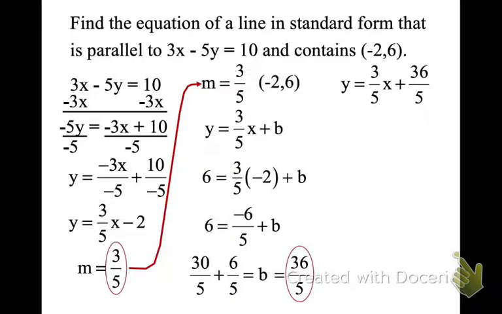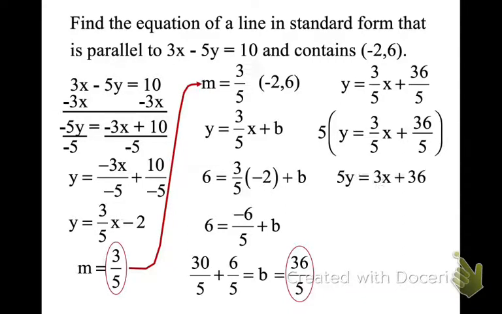So now here's our equation, but they want the equation in standard form. That means x and y on the same side and no fractions. So I'm going to subtract 3/5 x. Okay, we can multiply by 5 first. I can clear the fraction, multiply by 5 first. And then we get 5y equals 3x plus 36. And then we subtract the 3x, and there we go. We are in standard form.